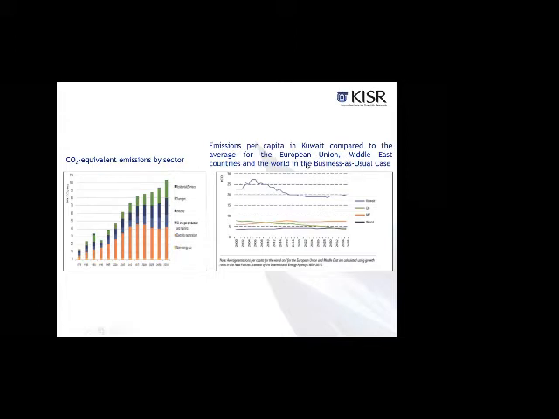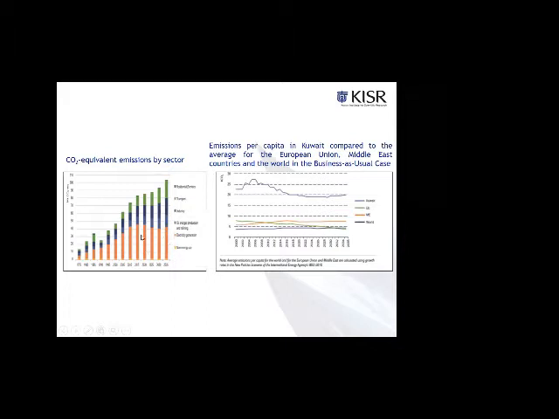The figure on the right shows the emissions per capita in Kuwait compared to the European Union, Middle East countries, and the world. And we can see we are way higher than the three aforementioned sectors. We can see that compared to the whole world average, we are much higher. It's almost less than 5 tons. And in Kuwait, it will reach, I don't know, in the coming years, 25 more or less.